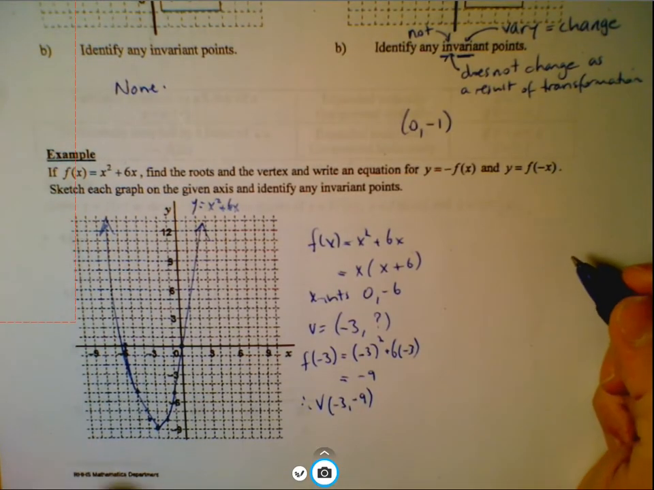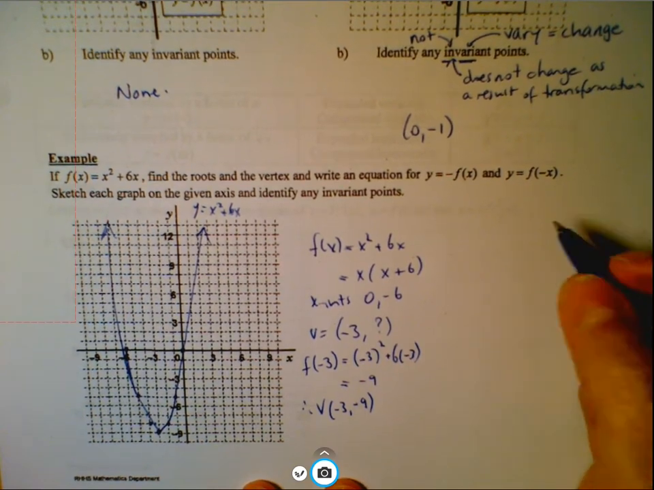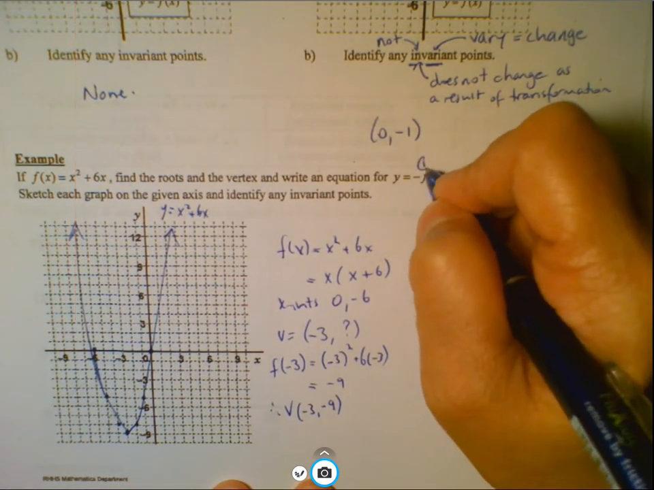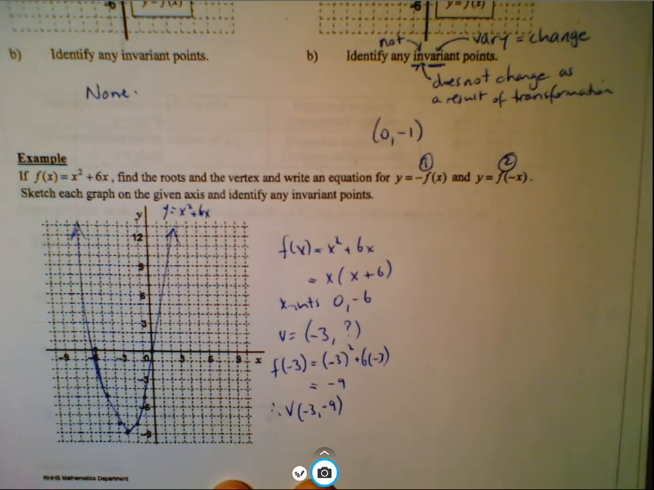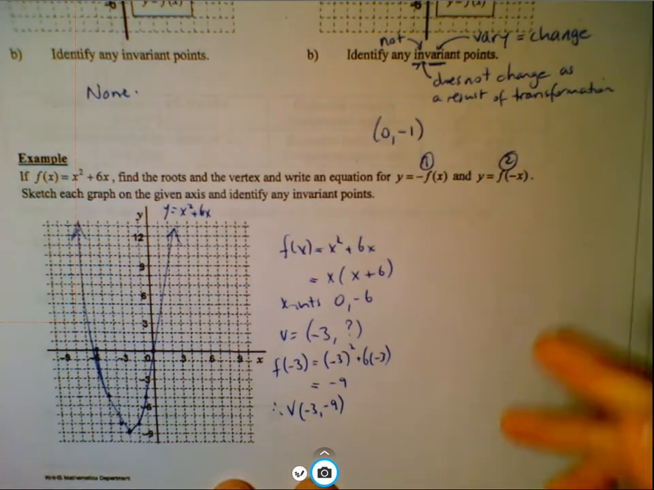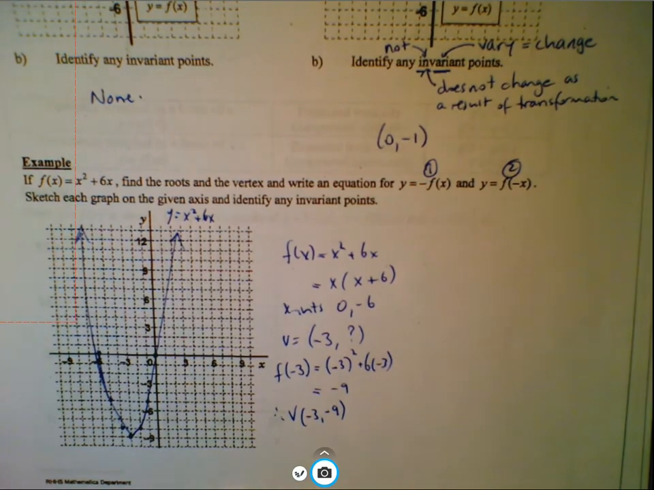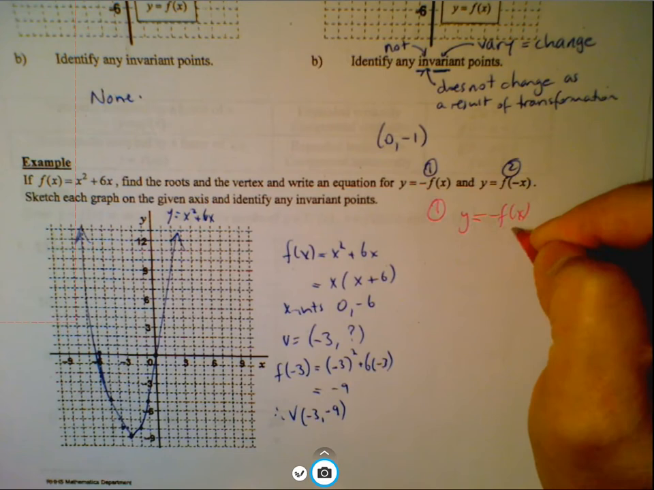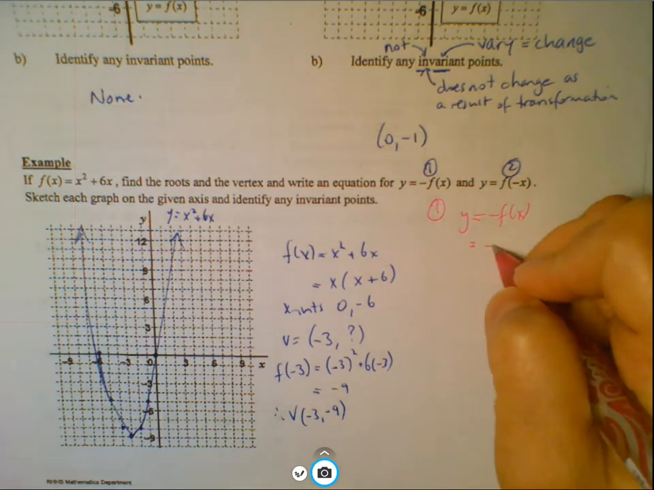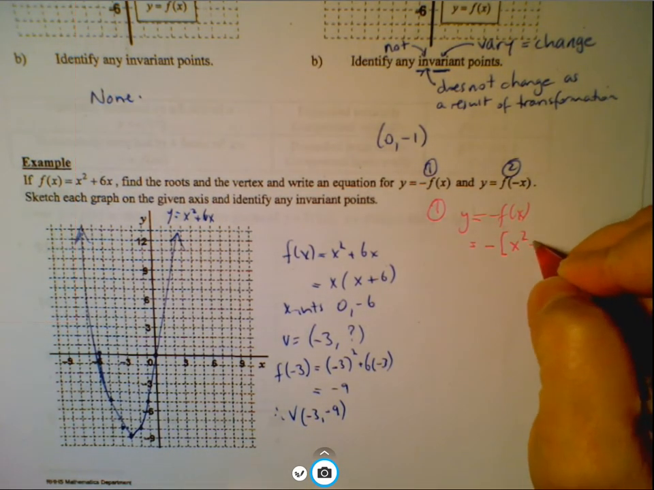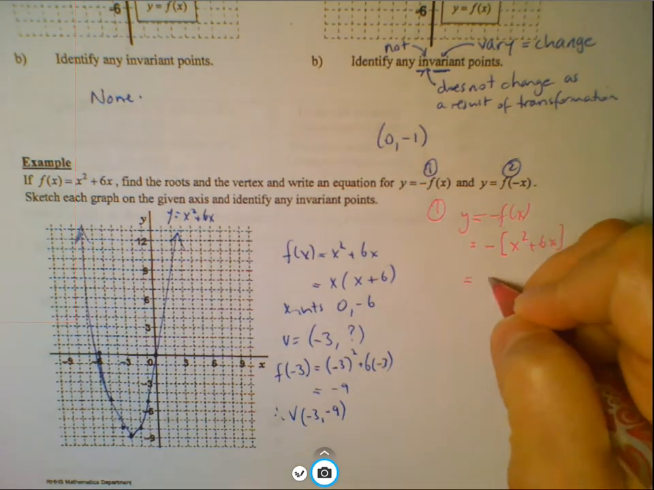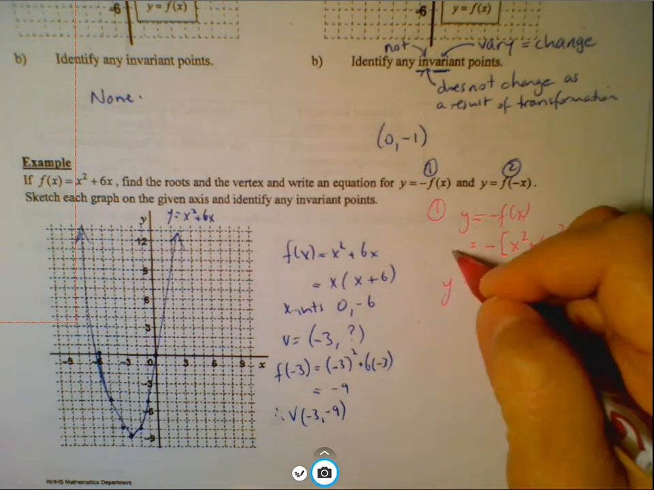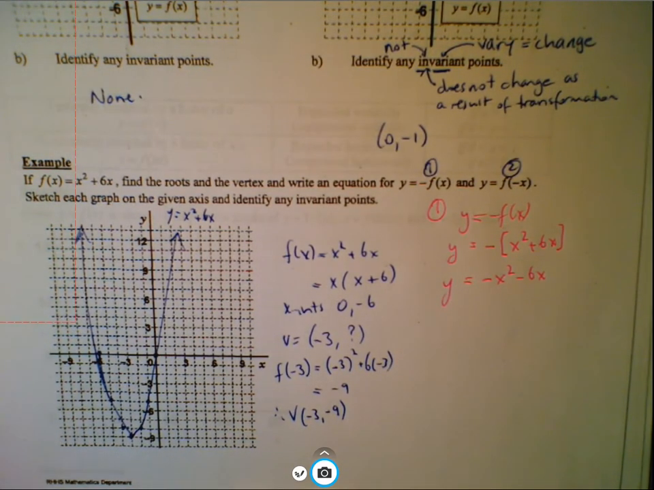Okay, now it's asking us for the equations of the other two. So let's do the first one. So I'll call this 1 and I'll call this 2. And I'll do it in a different color. So 1 would be y = -f(x), but f(x) is x² + 6x. So this is -(x² + 6x), which is -x² - 6x. That's going to be the graph of the vertical reflection.